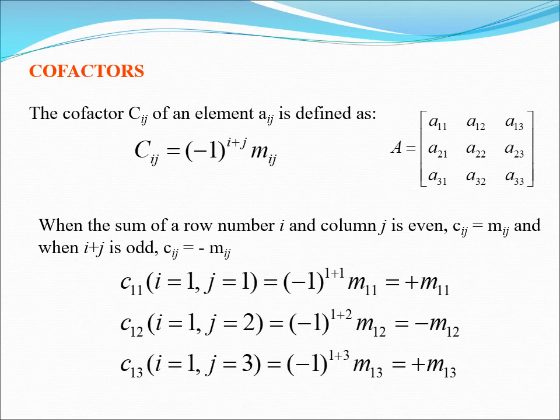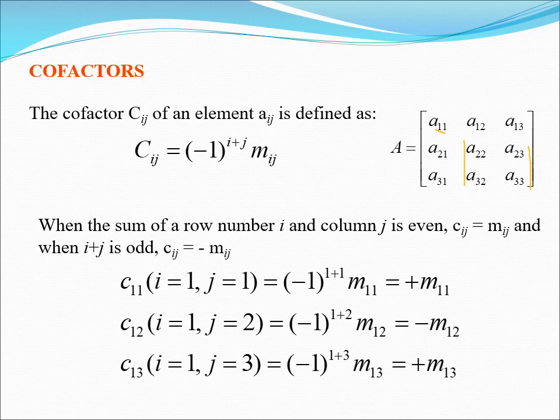So for C11, that will be the cofactor for this element A11, we need to delete the first row, first column, and we are left with A22, A23, A32, A33, and that minor M11 is multiplied by -1 to the power of the addition of the suffixes, 1 plus 1, or we can mathematically say first row, first column. So this gives us M11.